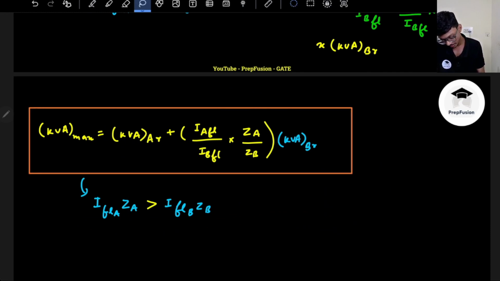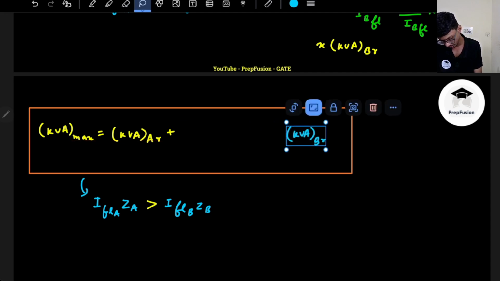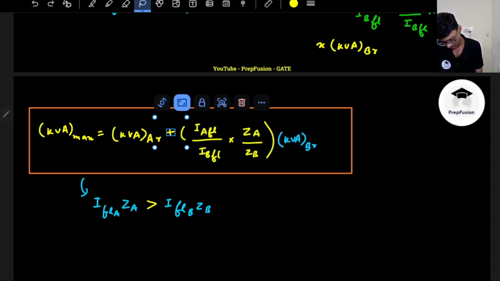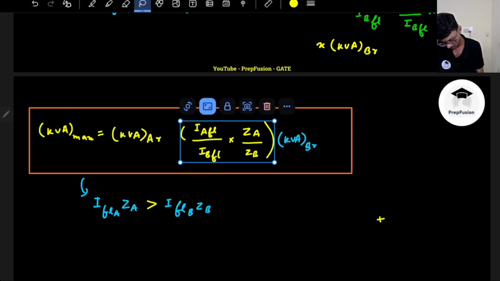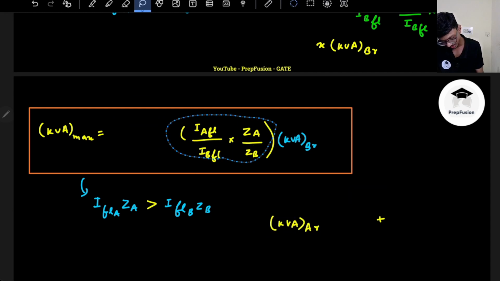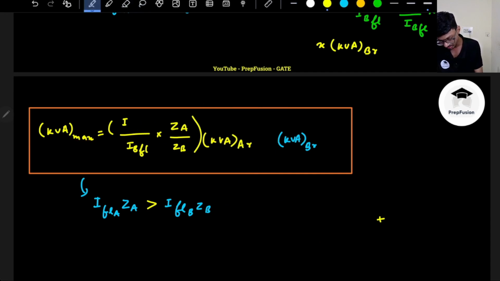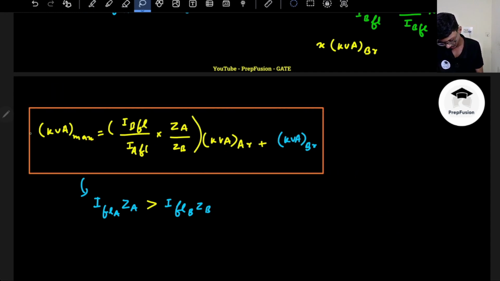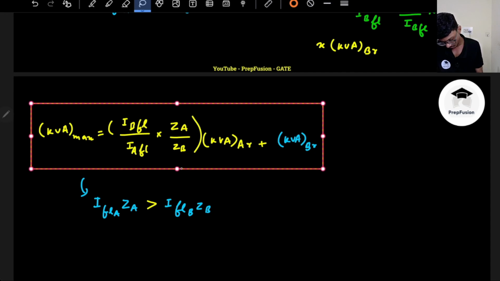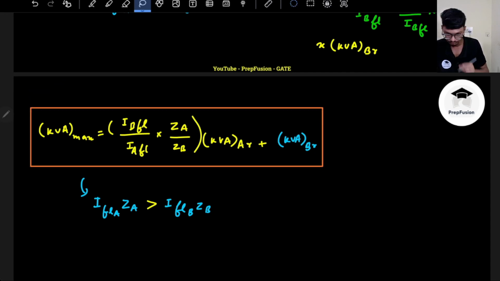So what will happen now? Basically this will be kVA BR, because it will supply the rated power. I should not delete it, I should just change this sign here. So now transformer A will not supply the rated kVA. It will be a fractional loading. You can derive the formula. It will be IBFL divided by IFLA. That is the only change, into kVA AR, and a plus sign with the kVA BR, because transformer B will send rated kVA. Okay, that is the case over here.